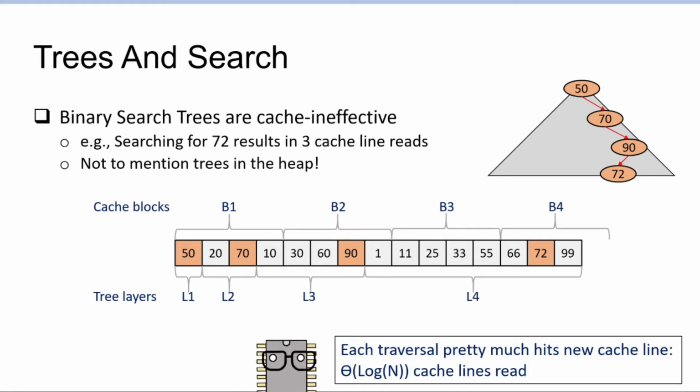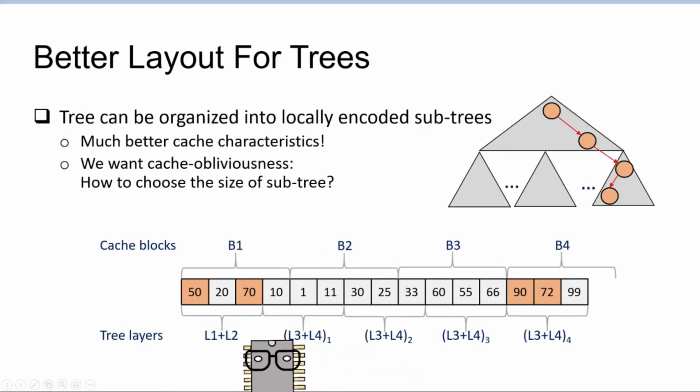One better way to lay out this tree to get better cache characteristics is, you would probably have guessed it, recursion, recursive definition of data layout. Trees can also be organized into locally encoded subtrees, meaning the whole tree can be broken up recursively into smaller and smaller trees until a subtree fits inside a cache line. That would give us much better cache characteristics.